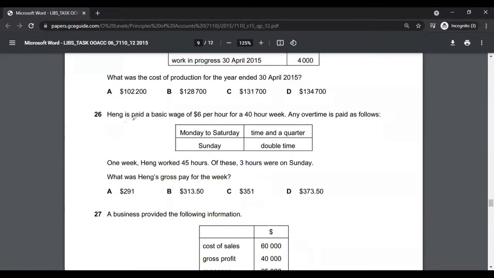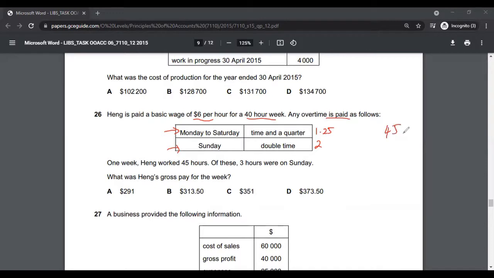Multiple choice 26. Hang is paid a basic wage of $6 per hour for a 40-hour week. Any overtime is paid as follows. If you work from Monday to Saturday, overtime is time and a quarter. That means 1.25, the 25 showing the quarter, right? And then on Sunday it's times 2, so you get double, right? In 1 week, Hang worked 45 hours. Of these, 3 hours were on Sundays.